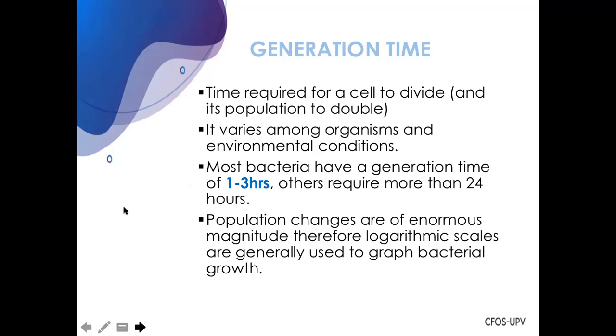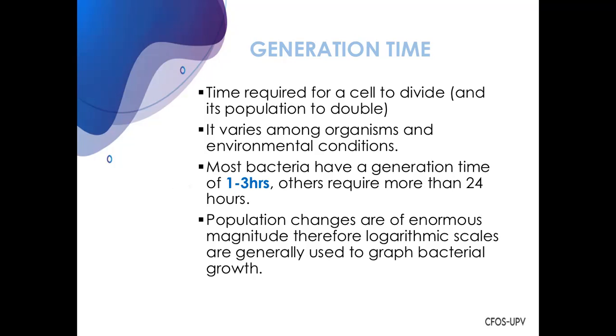Okay, we have here a term, generation time. This is the time required for a cell to divide and its population to double. So it varies among organisms and environmental conditions. Now, most bacteria have a generation time of 1 to 3 hours. Others require more than 24 hours. So that's the reason why the growth of bacteria is very rapid, no?